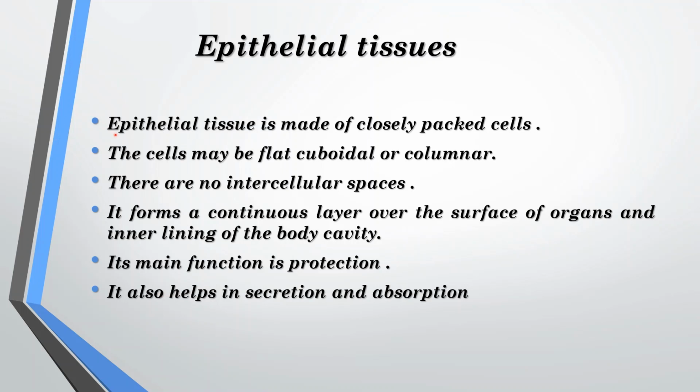Epithelial tissues. They are made up of closely packed cells, that is, the cells are very near to each other. The cells may be flat, cuboidal, or columnar in shape. There are no intercellular spaces between these cells. It forms a continuous layer over the surface of organs and the inner lining of body cavity. Its main function is protection, but it also helps in secretion and absorption.